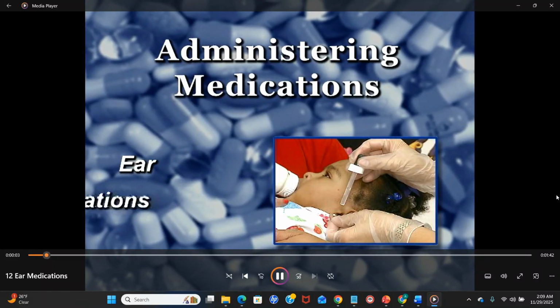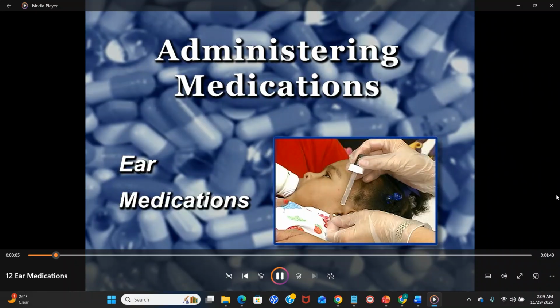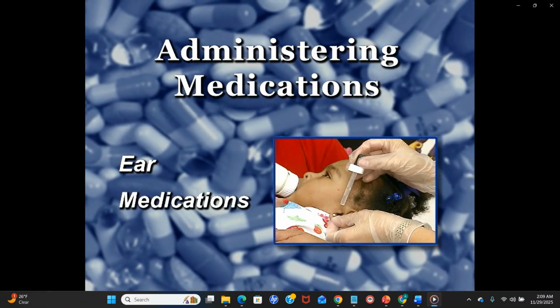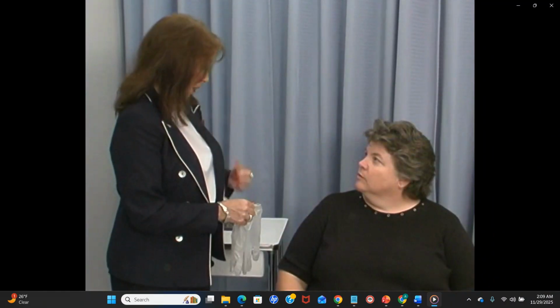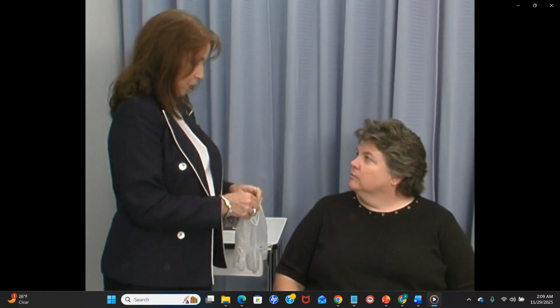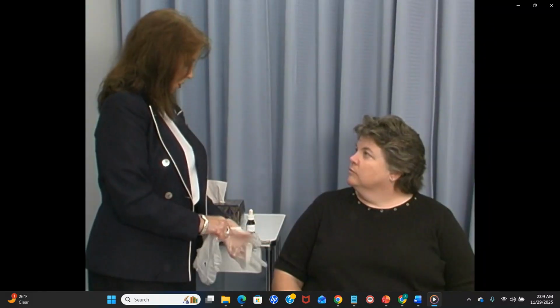Ear medications are used to treat inflammation and infection. Check the MAR to determine which medication is to be given and which ear, or if both ears, are to be treated. Always introduce yourself when you enter the client's living space.